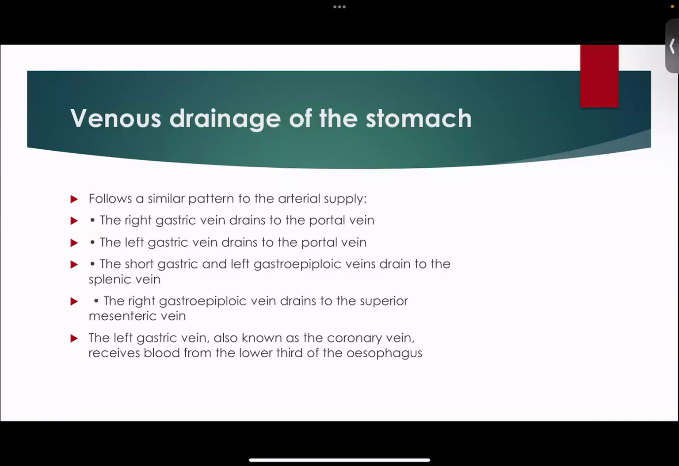The venous drainage and lymphatics of the stomach follow the arterial supply. The right gastric and left gastric veins drain to the portal vein directly, while the short gastric and left gastroepiploic veins drain to the splenic vein. And the splenic vein, of course, drains into the portal vein. The right gastroepiploic vein drains to the superior mesenteric vein. And the left gastric vein, also known as the coronary vein, receives blood from the lower third of the esophagus.